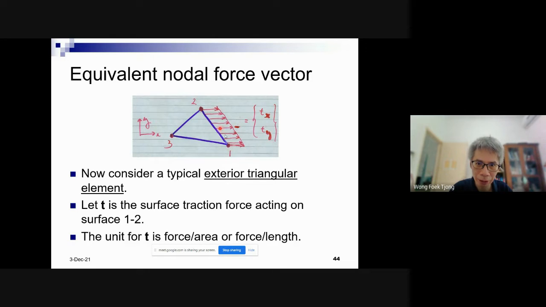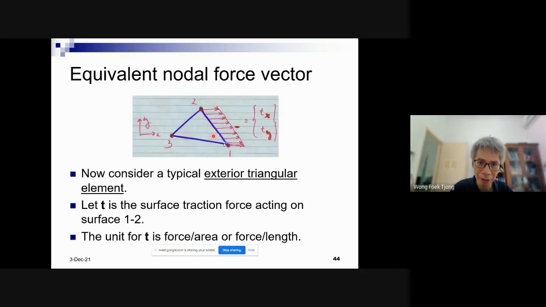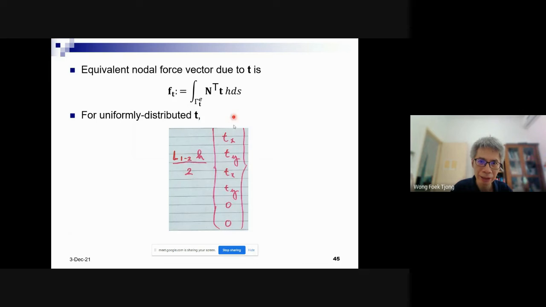For example, here the surface traction is maybe constant, like this. It has two components. The components are constants, which can be given in the unit of force per unit area or force per unit length. The question is, for a uniformly distributed, constant T, for example acting on side 1, 2, please prove that this is the equivalent nodal body force. Okay, how to prove this?